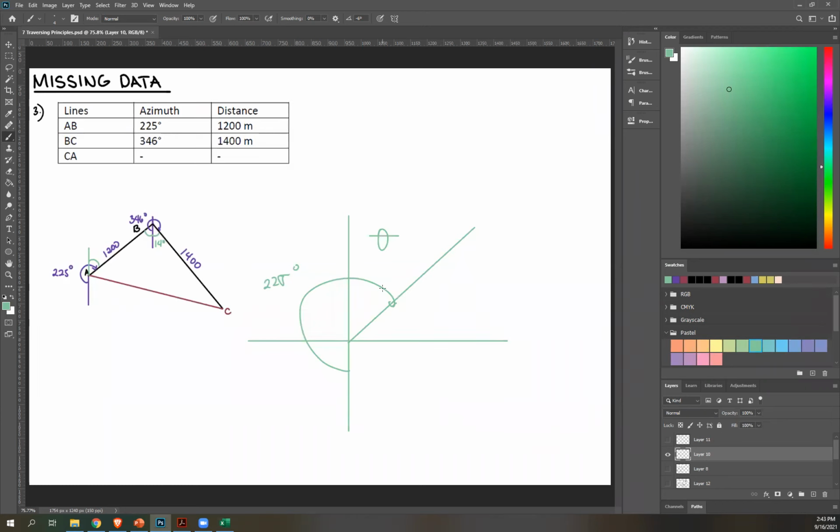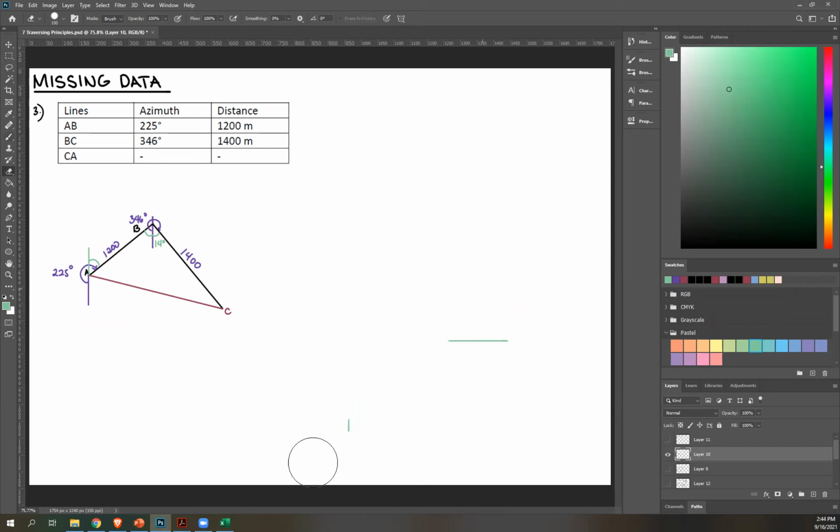So remember this is 225. This angle is 180. Right? So that's just 225 minus 180 degrees. I can get this. Okay? And then 225 minus 180, that's 45 degrees. Okay? So I'll write that. This is 45. So 225 minus 180, that is 45 degrees. Okay, so now I have this.